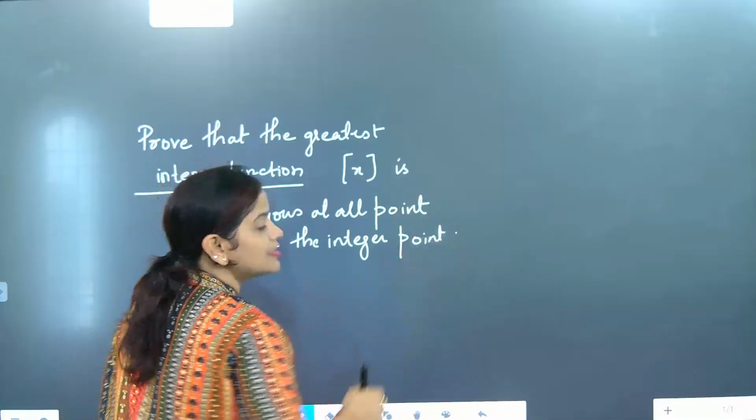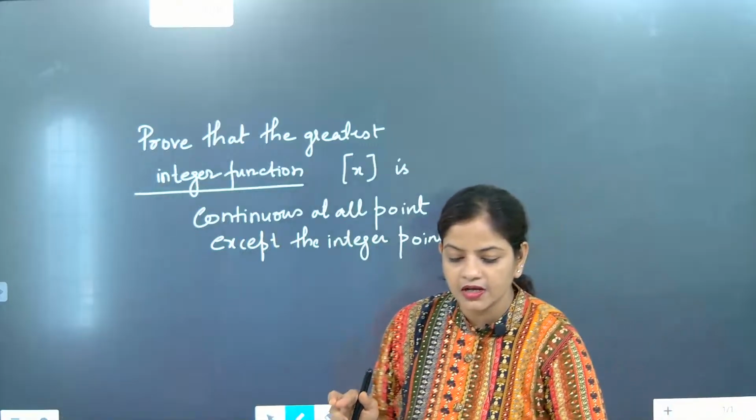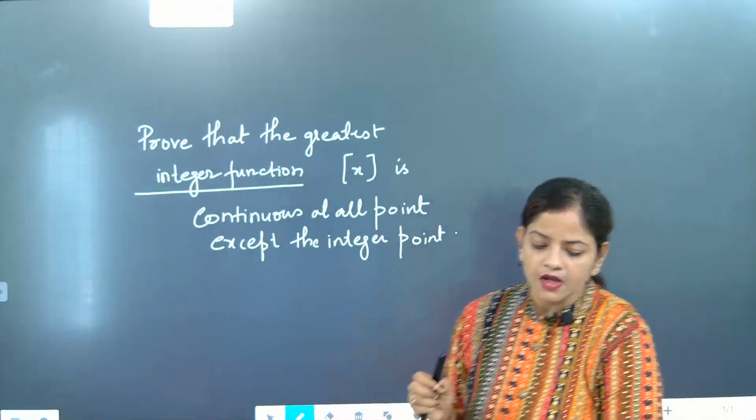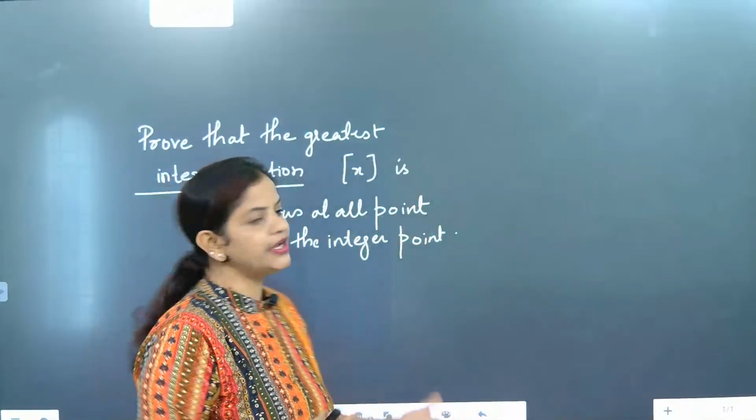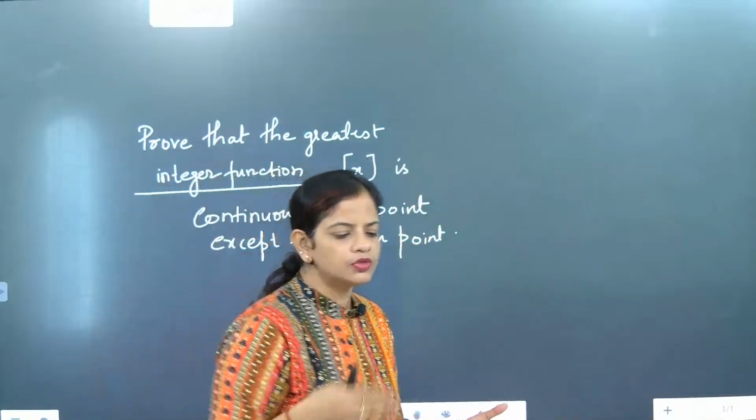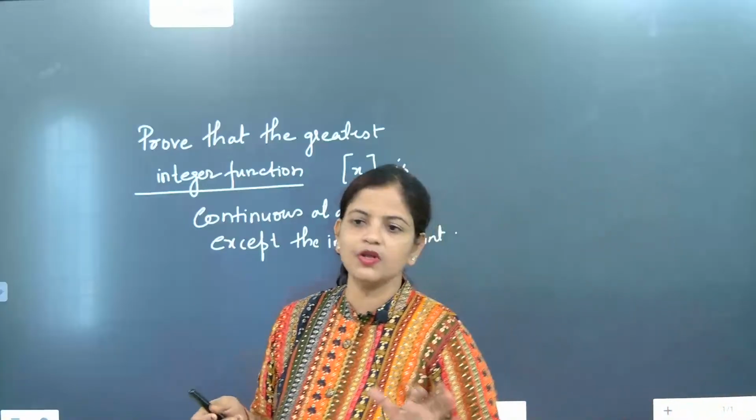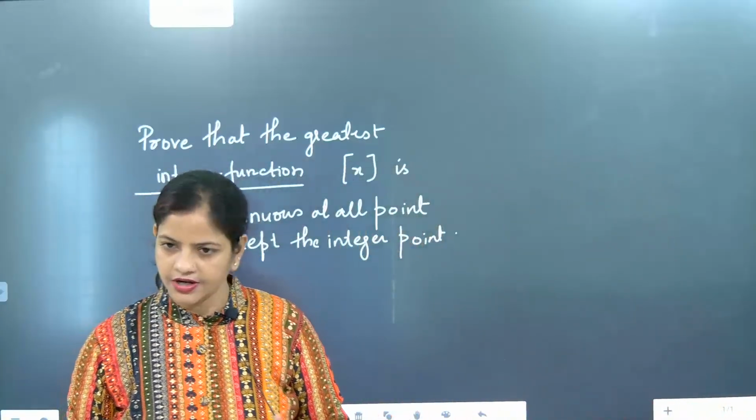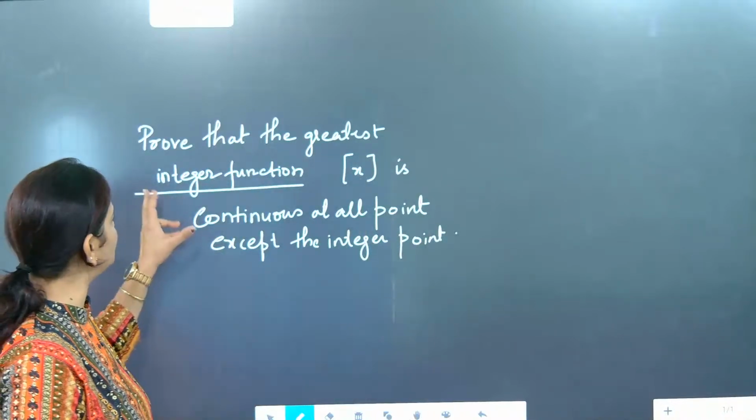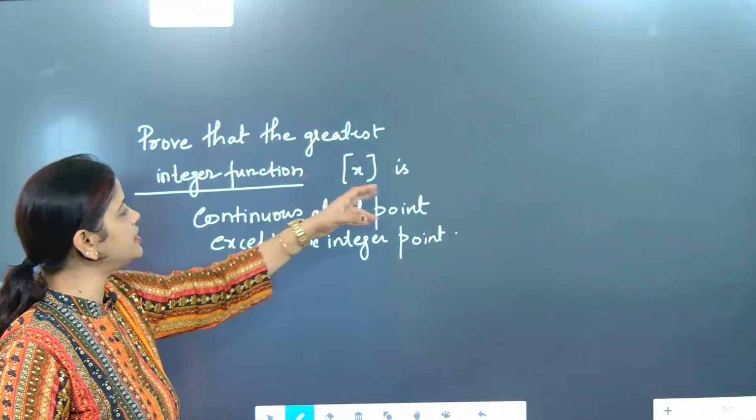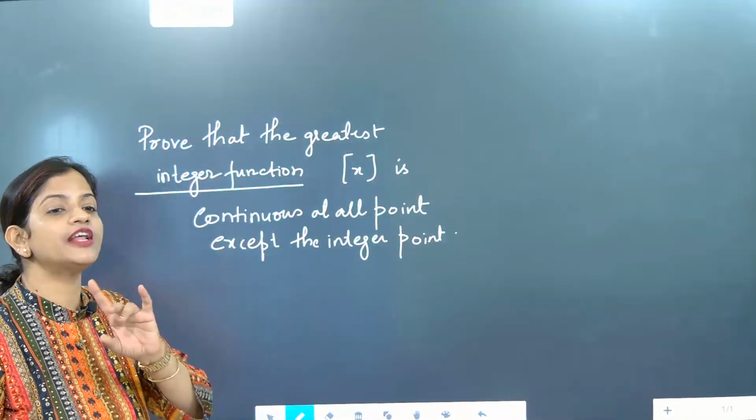And you know what are all the integer points, beta? Whole numbers are considered as integers, beta. Okay. So now you need to understand that when you are talking about integer points, integers means 2, 3, 4, 5, minus 1, minus 2, minus 3. Means the decimal numbers will not be considered as integers. Understood? So they want us to prove that the greatest integer function is continuous when it is not an integer.